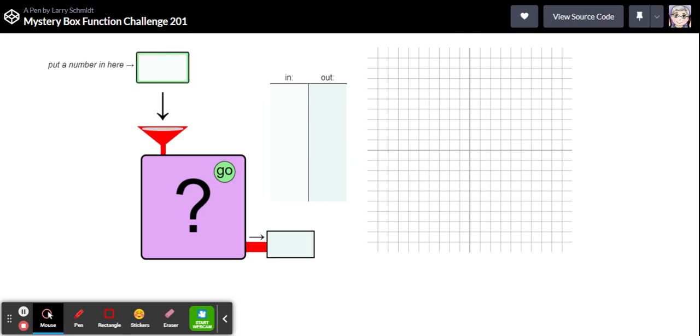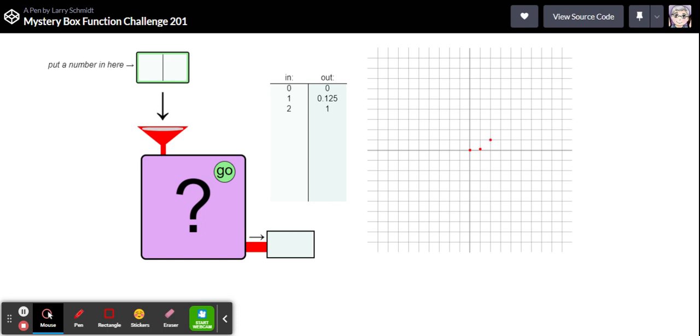Okay, let's start with a 0. And 0 gives us 0. How about 1? And 1 gives us a 0.125. Okay, how about 2? And 2 gives us 1.